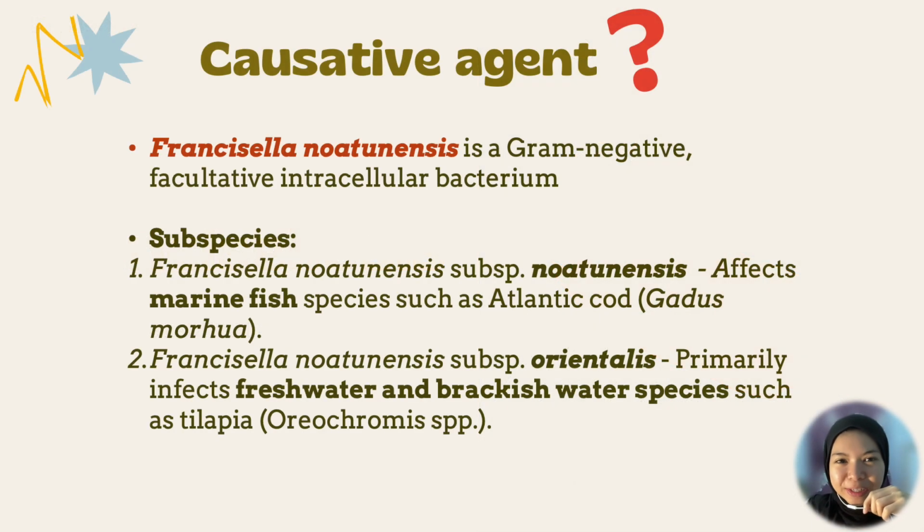So, what causes Francisellosis? The causative agent of this disease is Francisella noatunensis, which is a gram-negative facultative intracellular bacterium, and it is then divided into two subspecies. First is Francisella noatunensis subspecies noatunensis, which usually affects marine fish species such as Atlantic cod. And the second subspecies is Francisella noatunensis subspecies orientalis, which primarily affects freshwater and brackish water species such as tilapia. And this disease is transmitted horizontally, or can be waterborne.